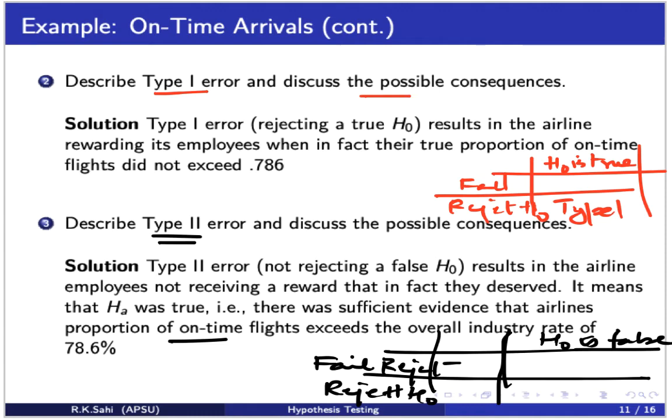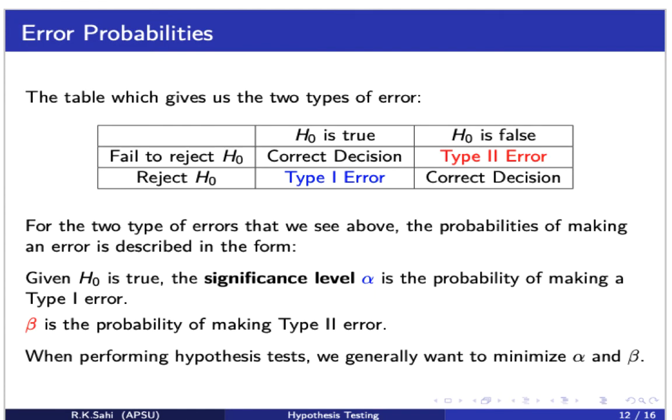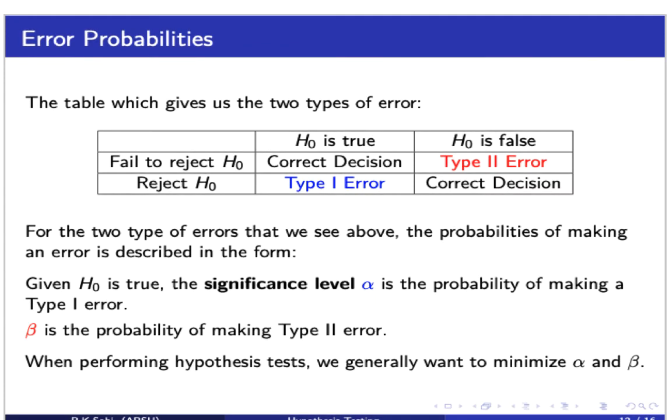Now let's talk about some probabilities, guys. We're in a probability class, so we need to know what error probabilities can come up. Now, this is the table again, which of the two types of error. For the two types of error we see above, the type 1 and the type 2, the probability of making an error is described in the form.